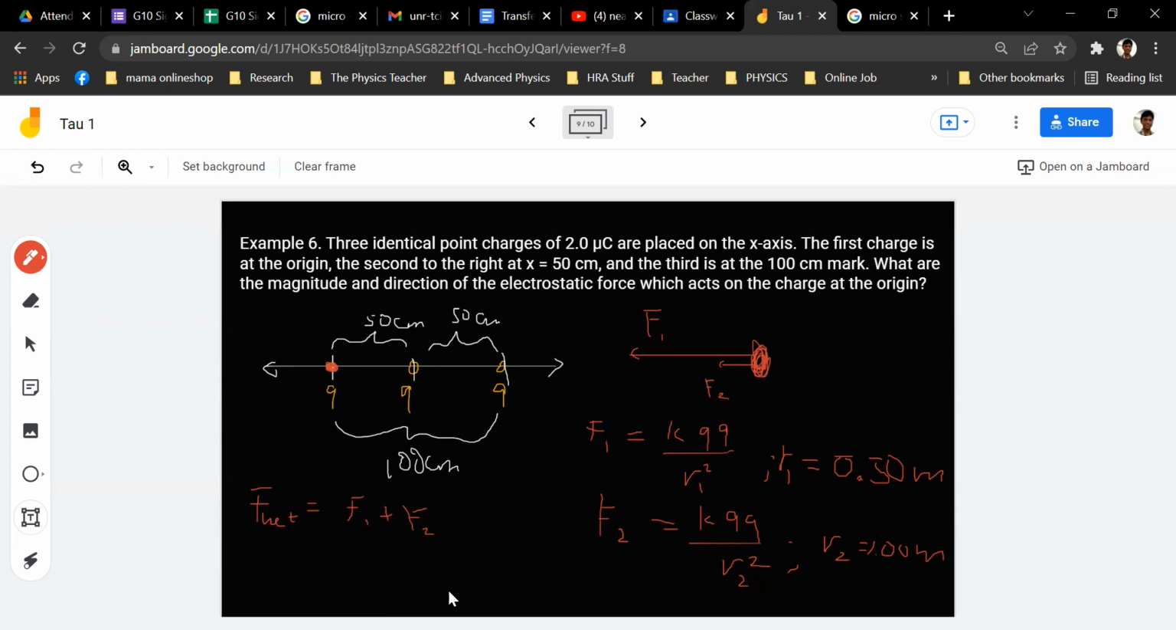And if you do this, you will find that the answer is around 0.18 newtons to the left. I encourage you to try. I just don't have a calculator with me right now.